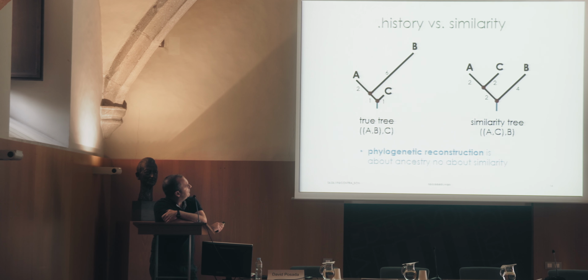If you just think of similarity, C is much more similar to A than to B, just because of the number of changes that they accumulated, right? So you are going to always infer something like this, okay? So phylogenetic reconstruction, and we know this for many years, is not about similarity, okay? It's about finding common changes in the ancestors. Otherwise, you are not doing phylogenetics.